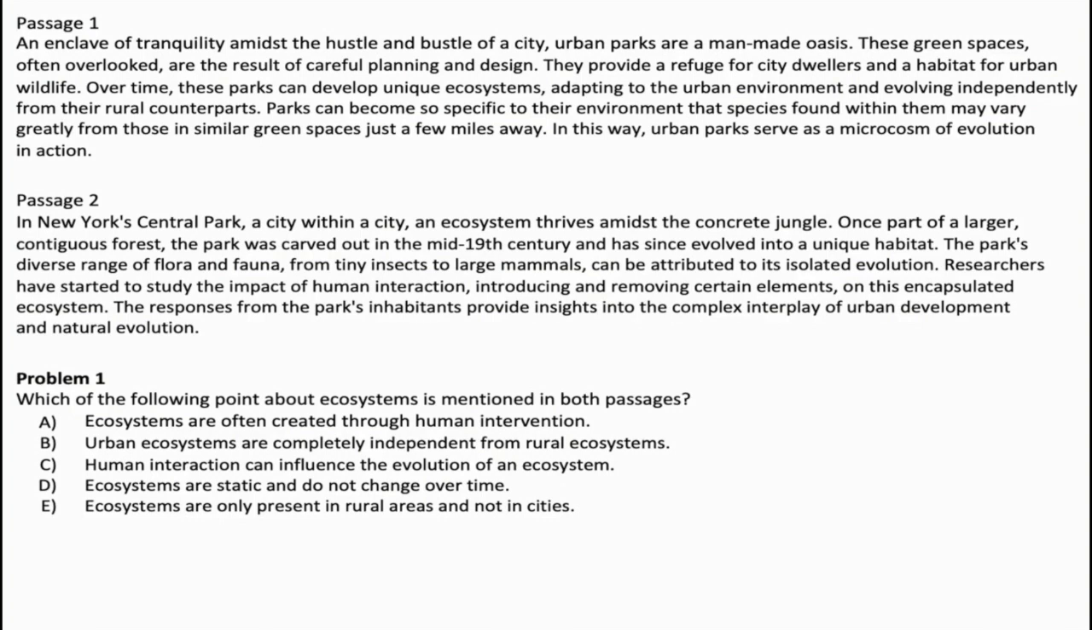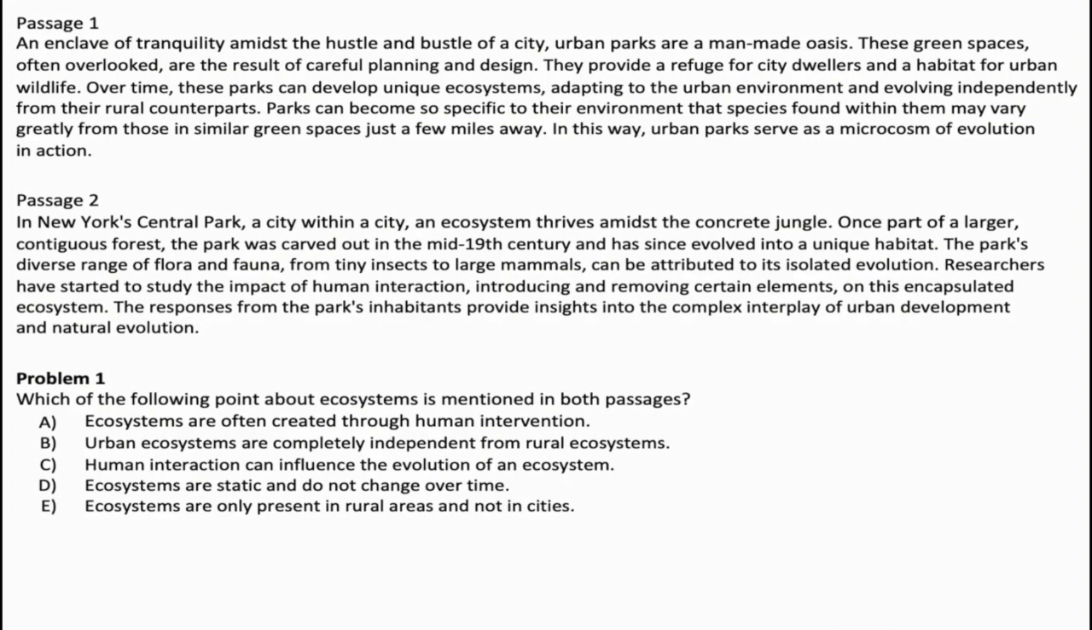Passage 1, an enclave of tranquility amidst the hustle and bustle of a city. Urban parks are a man-made oasis. These green spaces, often overlooked, are the result of careful planning and design. They provide a refuge for city dwellers and a habitat for urban wildlife. Over time, these parks can develop unique ecosystems, adapting to the urban environment and evolving independently from their rural counterparts. Parks can become so specific to their environment that species found within them may vary greatly from those in similar green spaces just a few miles away. In this way, urban parks serve as a microcosm of evolution in action.